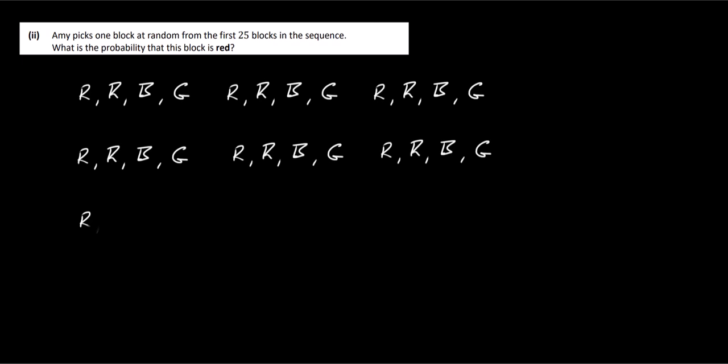So now what we've got to do is find the probability that the block is red. So if all these blocks are in a bag, Amy puts her hand in, picks out a block. What's the probability that the block is red? Well, we've got 25 blocks in total, so 25 is going to go on the bottom. How many reds do we have? 2, 4, 6, 8, 10, 12, 13. So the probability that she picks out a red is 13 out of 25, 13 over 25. That's it for question 2.